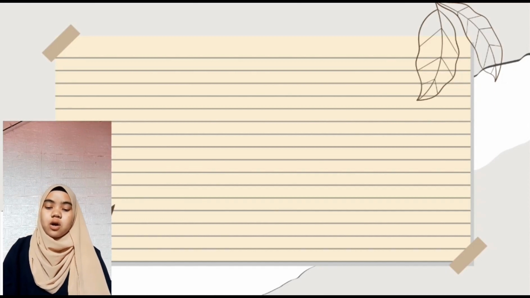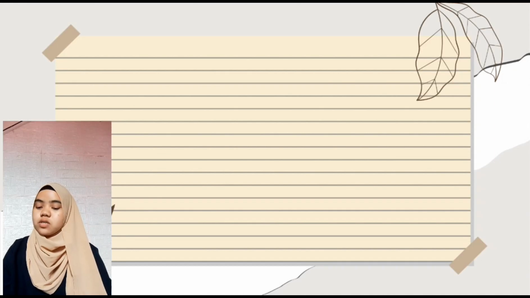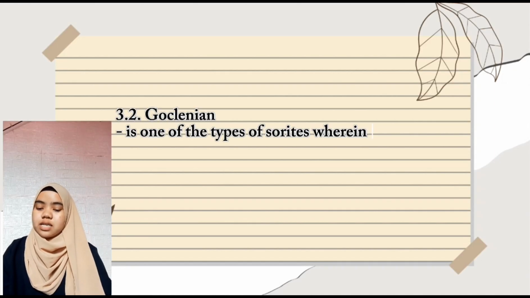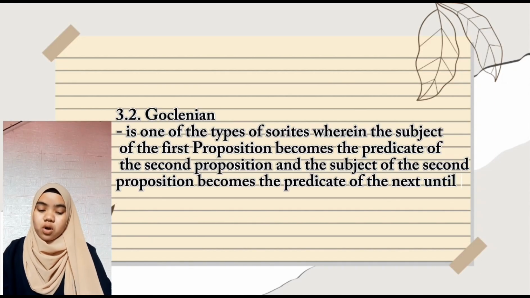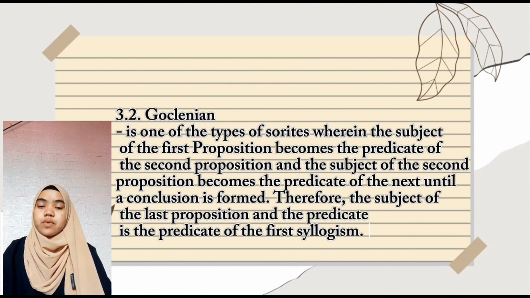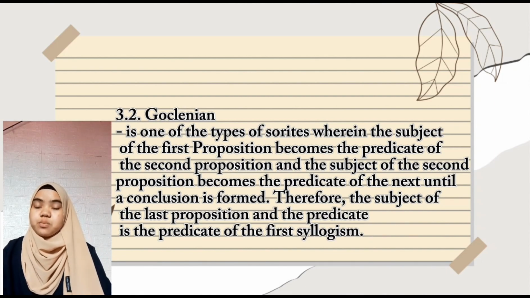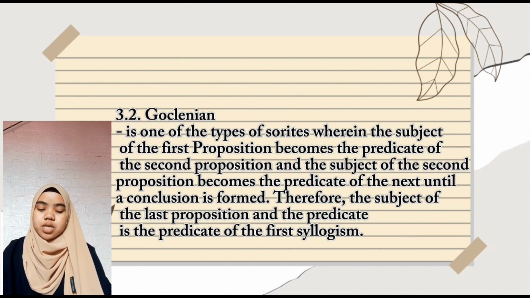So the next part of the sorites, the second of the types of sorites, is the Goclenian. Goclenian is one of the types of sorites wherein the subject of the first proposition becomes the predicate of the second proposition, and the subject of the second proposition becomes the predicate of the next until a conclusion is formed.